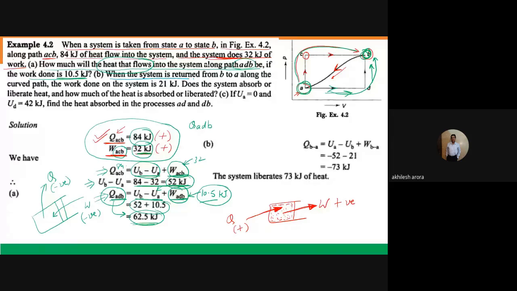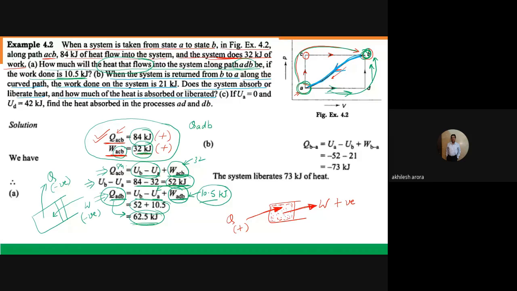When the system is returned from B to A along the curved path, the work done on the system is 21 kilojoules. Does the system absorb or liberate heat, and how much heat is absorbed or liberated? So we have to calculate the value along this particular path from B to A. We already know the value of UB minus UA. But I have now been asked to calculate the value of the heat transfer during this process.